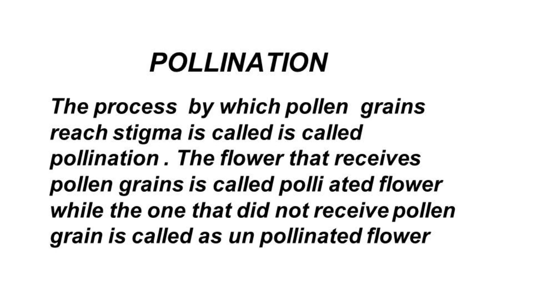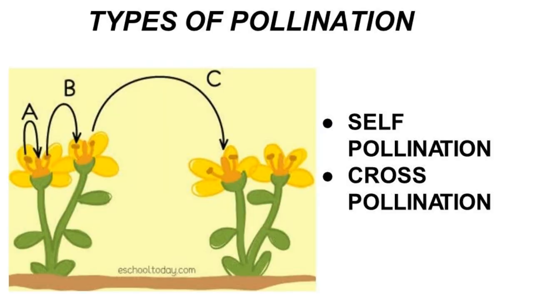We have artificial pollination and natural pollination. Transferring the pollen grains from the male flower to the female flower is called artificial pollination. There are many ways in which pollen grains reach the stigma of a flower, and it is called natural pollination. Two types of pollination are there. One is cross-pollination, another one is self-pollination.